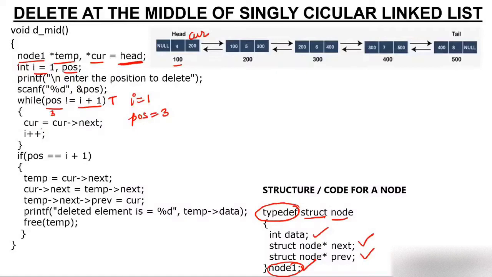What I'll do, I'll update current. Current will have current next. What is current next? 200. So current will move from here to the 200 node. Fine. Okay. I'll increment i. I will become 2. Then I'll again check the while loop.